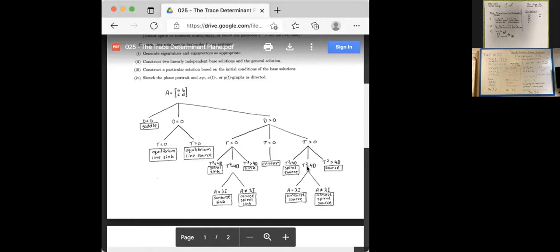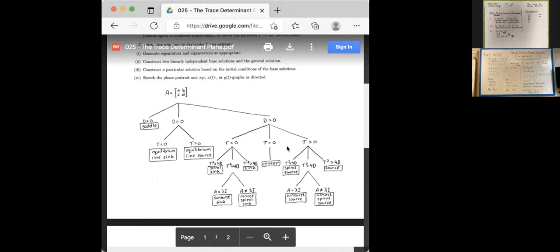And so you ask, why did I decide to classify this first by the determinant? Because it was the easiest way to chop the matrix into three chunks. And I'll show you that on the whiteboard in a second. You could classify all linear systems with this little family tree.